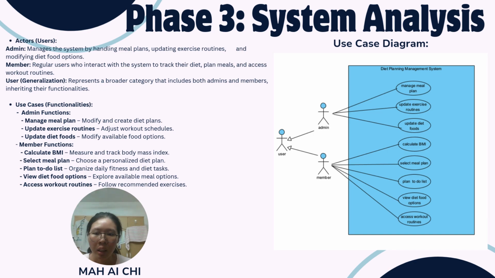Member functions. Calculate BMI: measure and track body mass index. Select meal plan: choose a personalized diet plan. Plan to-do list: organize daily fitness and diet tasks. View diet food options: explore available meal options. Access workout routines: follow recommended exercises.